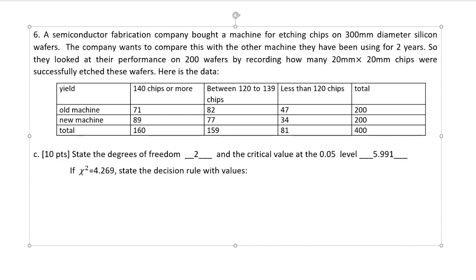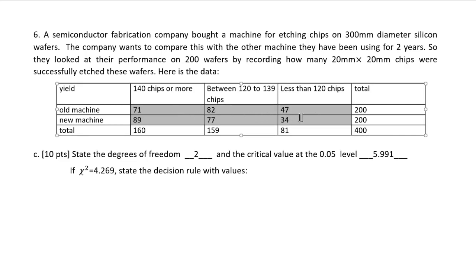And if you don't know how to use the calculator, the way you get the degrees of freedom is just look at this data only, not the total. And it has 2 rows and 3 columns, and you subtract 1 for each and you multiply. So it's 2 minus 1 times 3 minus 1, which is 2. That's how you get the degrees of freedom.